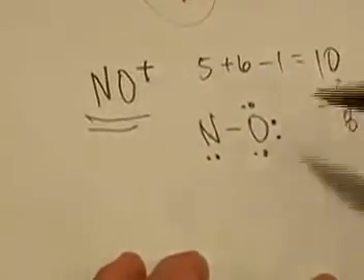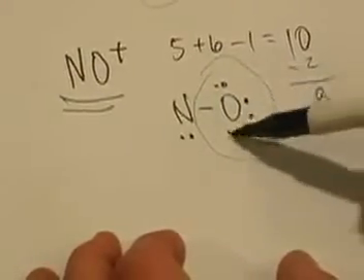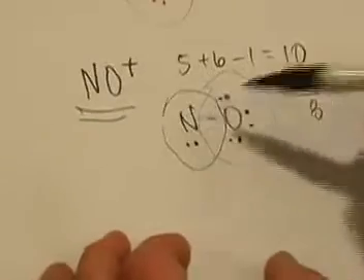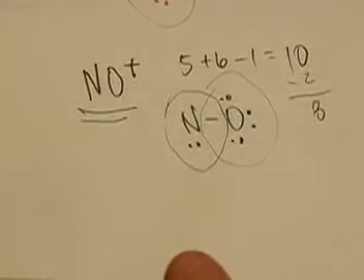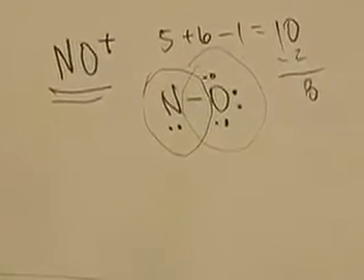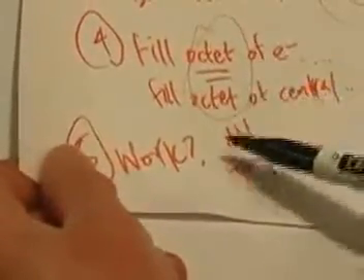And I pause, because now I see that I've obtained an octet, 2, 4, 6, 8 electrons around oxygen, but I have not obtained an octet around nitrogen, and so I'm not fulfilling the goal of obtaining 8 electrons around everything. So if it's not working and I'm not filling an octet, a general rule of thumb is that I've got to go to either a double bond or a triple bond.